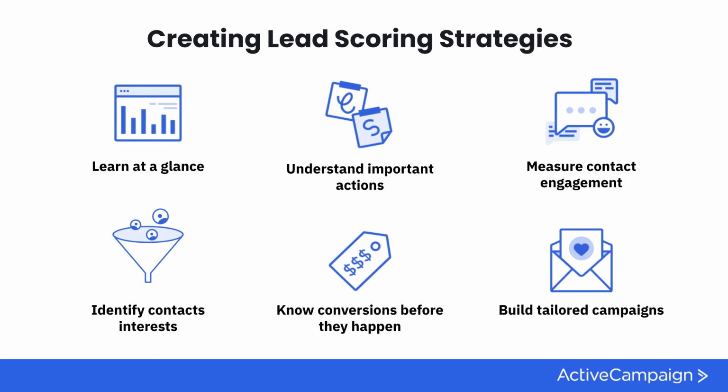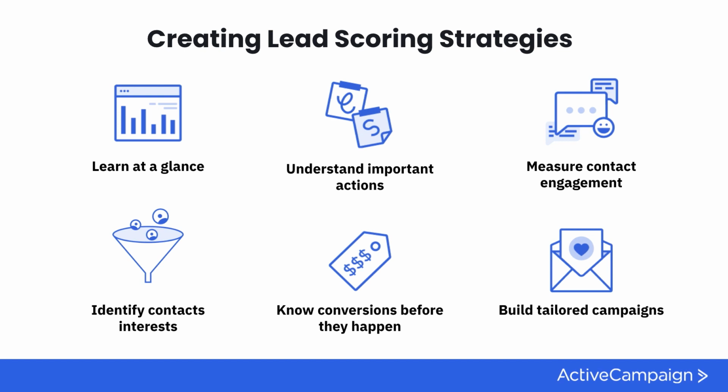Lead scoring is also effective in identifying contacts' interests. It will help you to determine, based on segmentation and the segments that you're building, what specific contacts are actually interested in. If they click on your leashes links more often than they click on your collars links, it might be a good idea to send them maybe a discount code or more information on your leashes or collars. This will then help you determine what those conversions are and how soon they're going to be happening.